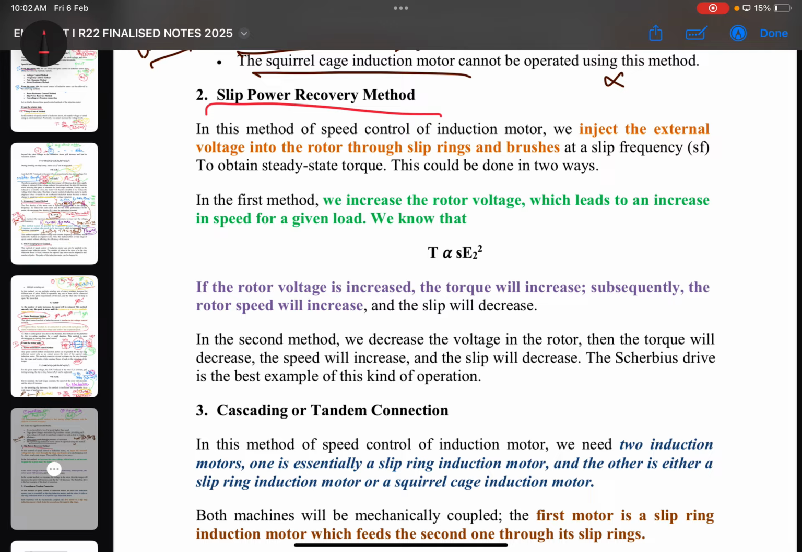Okay, so in-depth concepts will be given in separate power semiconductor drives here. Let's try to discuss in short. Slip power recovery method is nothing but, now here the three-phase induction motor is capable of operating at what speeds? For a four pole, what is the maximum speed it can operate here? 1499 RPM here. Rotor speed cannot be equal to synchronous speed here. So it has a torque which can operate up to 1499 RPM.